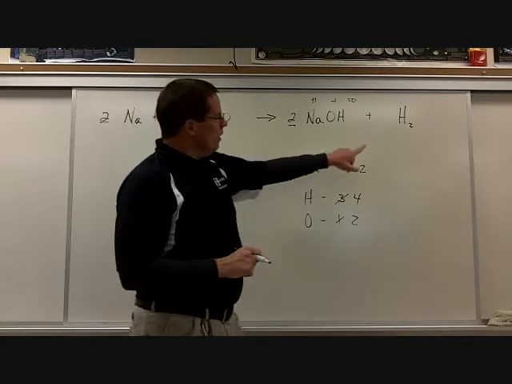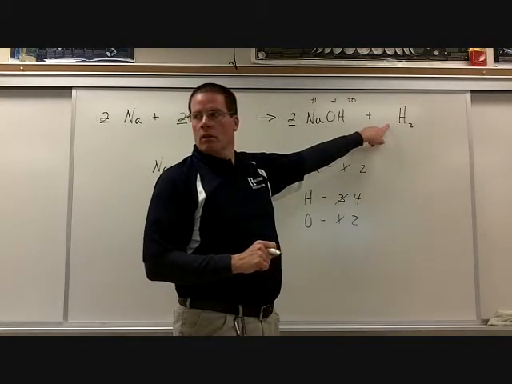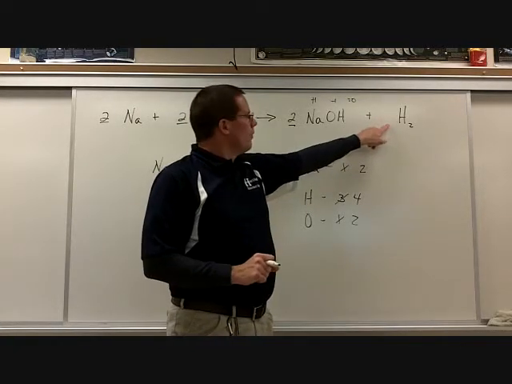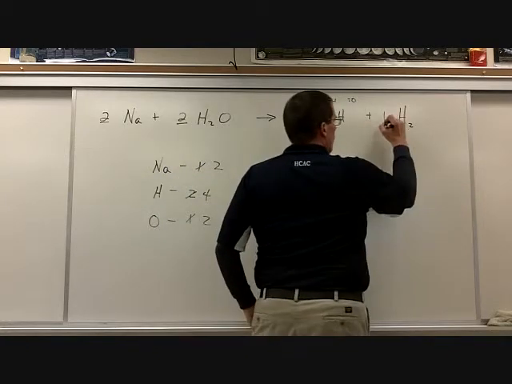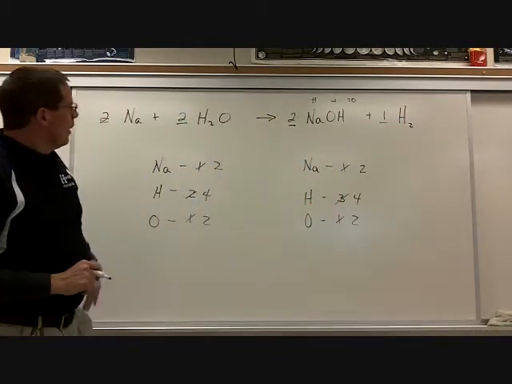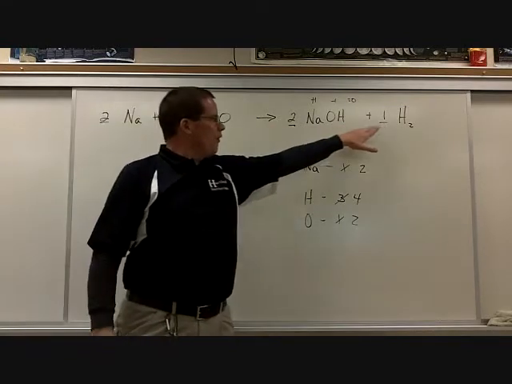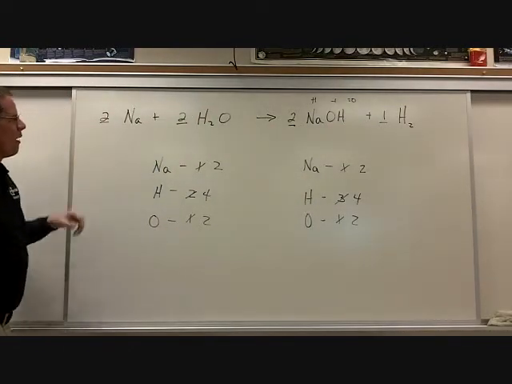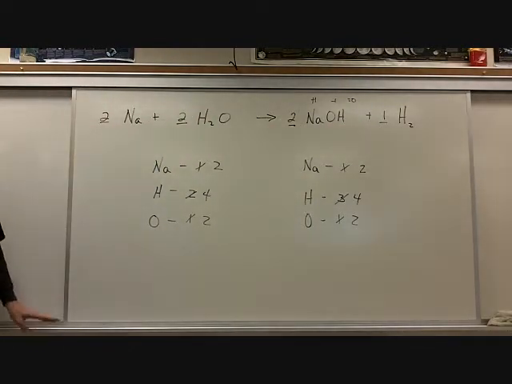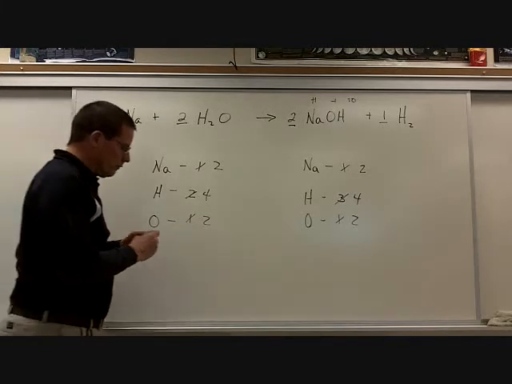Now, what is the coefficient for this? It's 1. So if you want to, that's fine, put a 1 there. Can I simplify this any further down? In other words, do I have the smallest whole number ratio? Yes. So we're good. We're balanced.